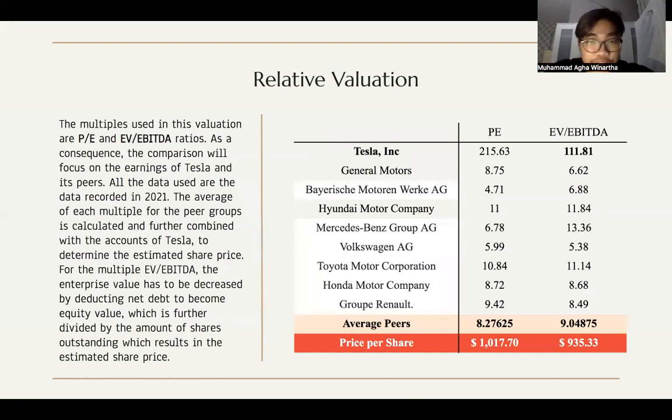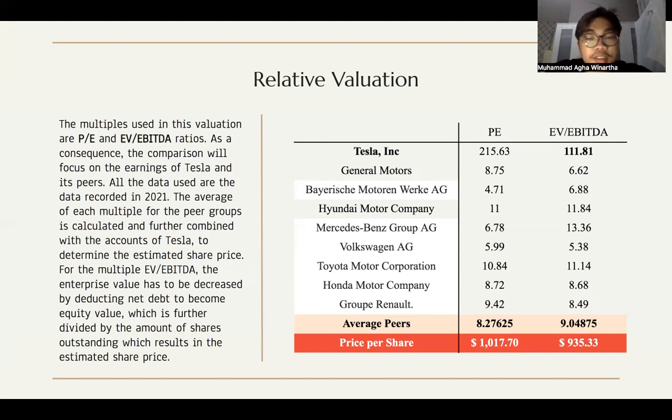The next valuation is relative valuation. The multiples used in this valuation are PE and EV/EBITDA. As a consequence, the comparison will focus on the earnings of Tesla and its peers. All the data used are the data recorded in 2021. The average of each multiple for the peer groups is calculated and further combined with the accounts of Tesla to determine the estimated share price.